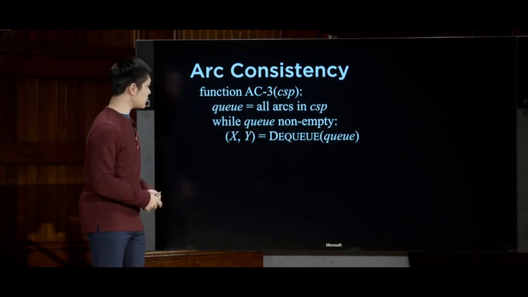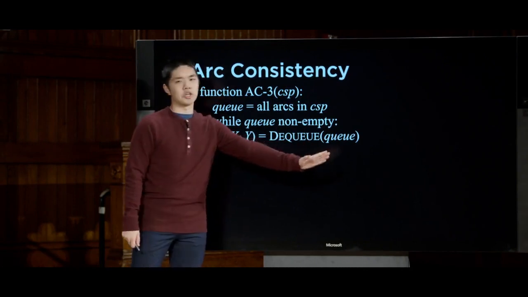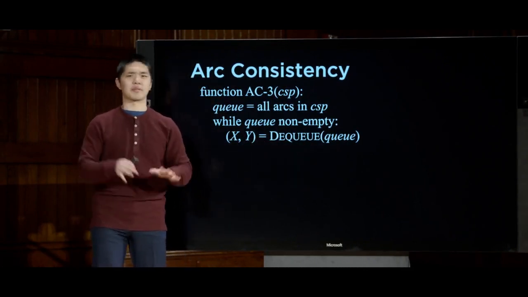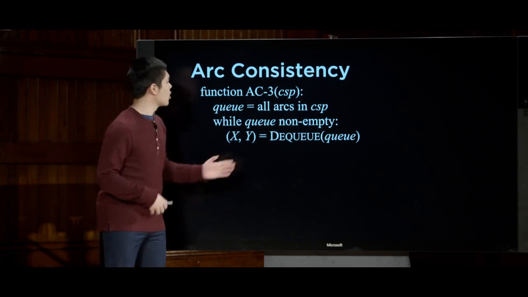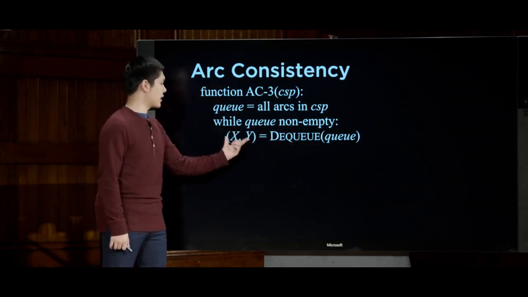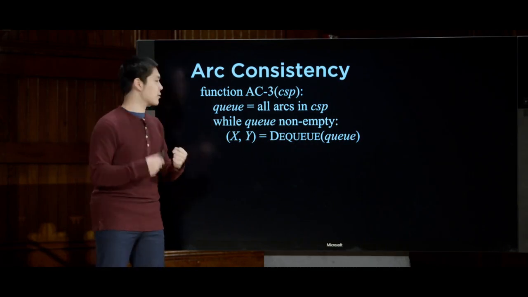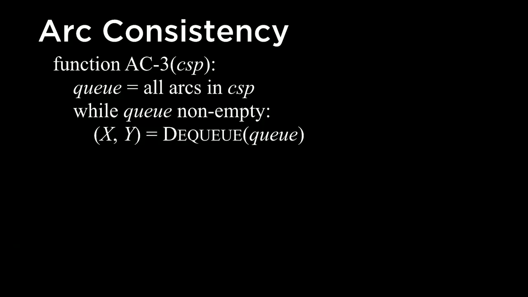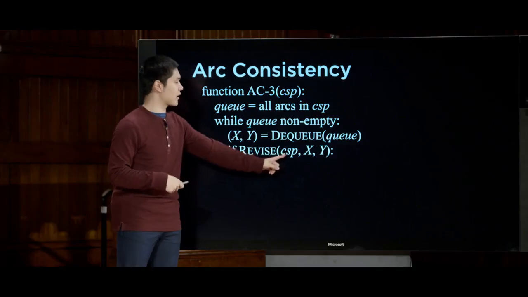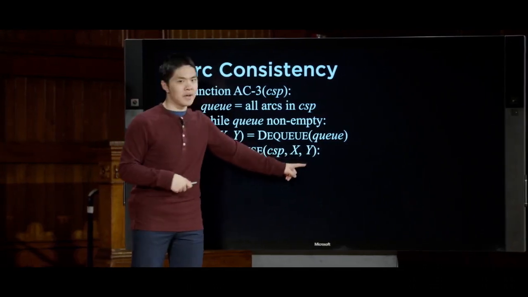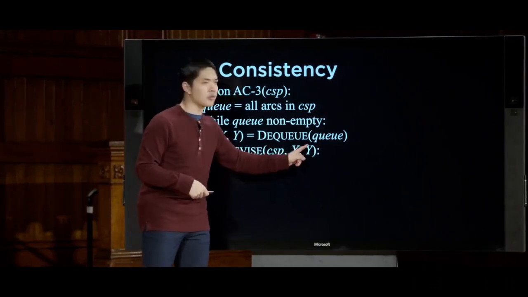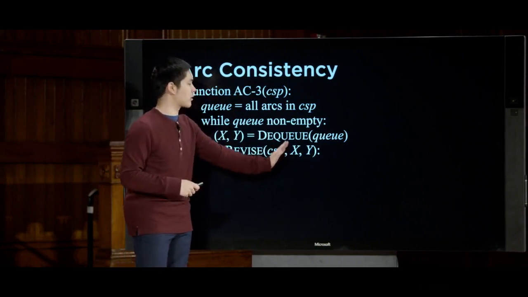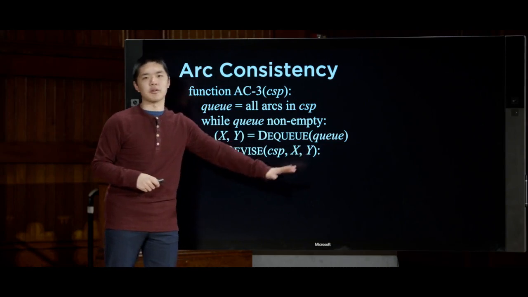What do we have to do? Well, we'll start by dequeuing from the queue, removing something from it. Strictly speaking, it doesn't need to be a queue, but a queue is a traditional way of doing this. We'll dequeue, and that'll give us an arc, x and y, these two variables where I would like to make x arc consistent with y. So how do we do that? Well, we can just use the revise function that we talked about a moment ago. We call revise, passing as input the constraint satisfaction problem and these variables x and y, because I want to make x arc consistent with y. In other words, remove any values from x's domain that don't leave an available option for y.